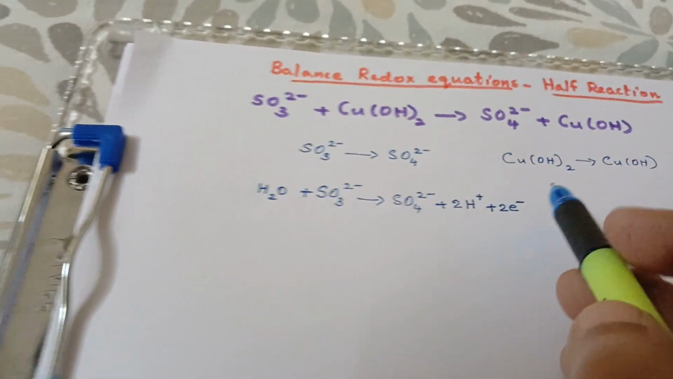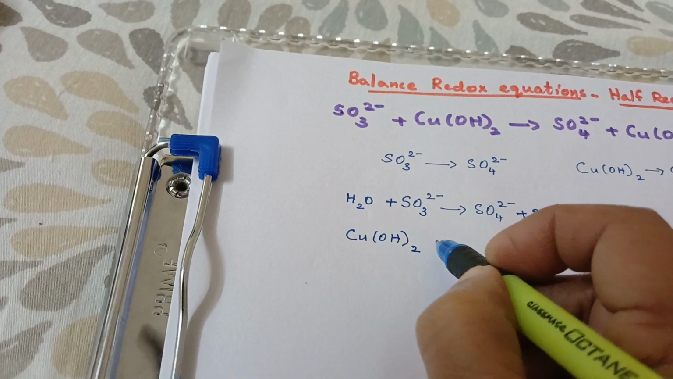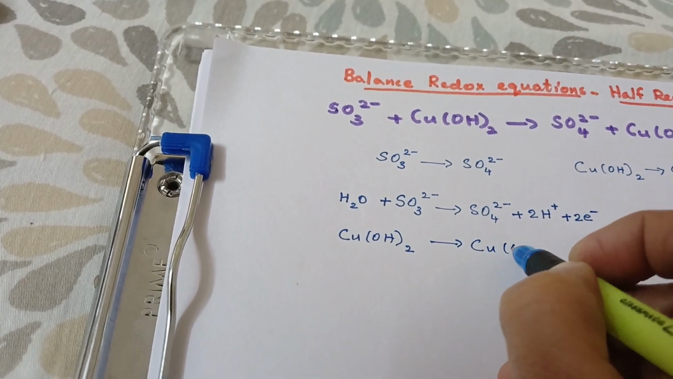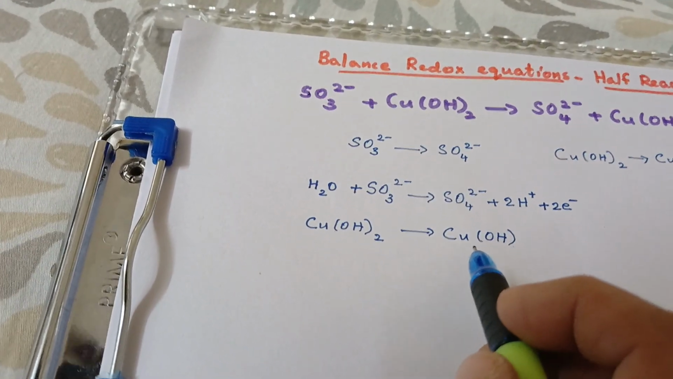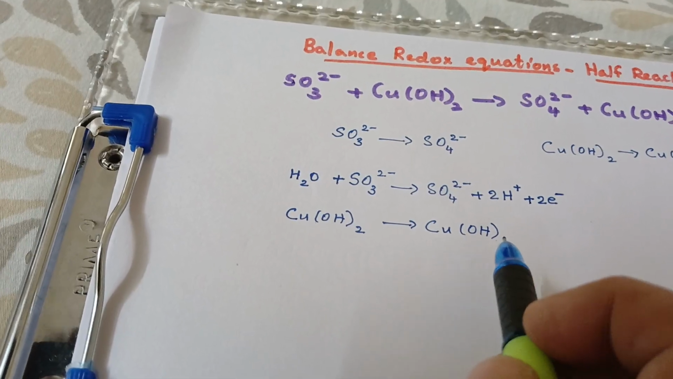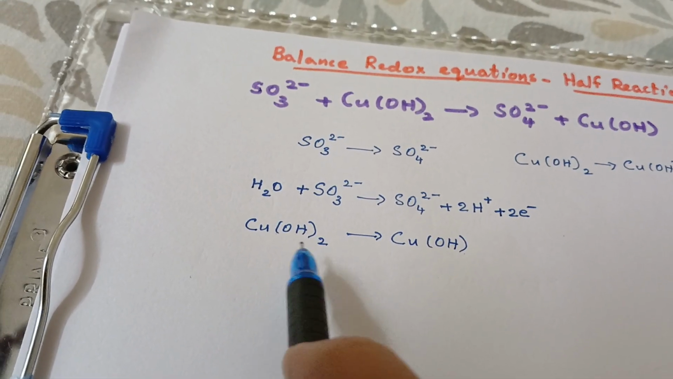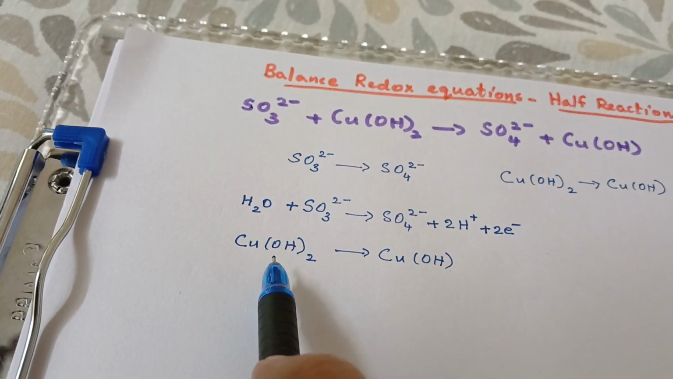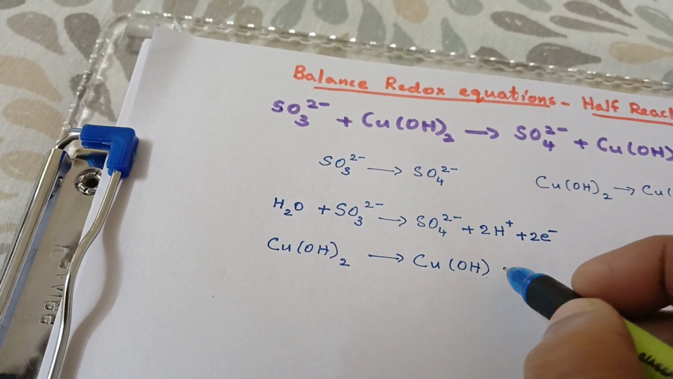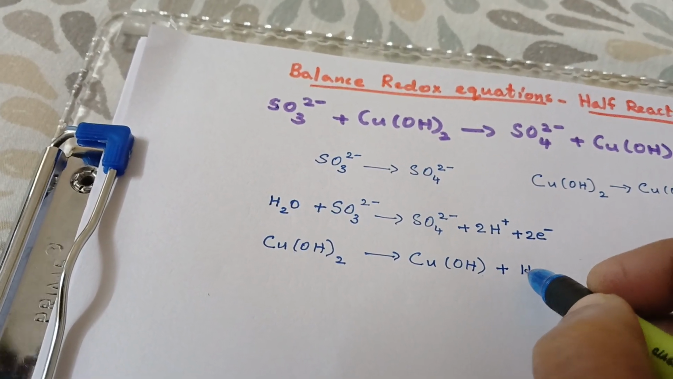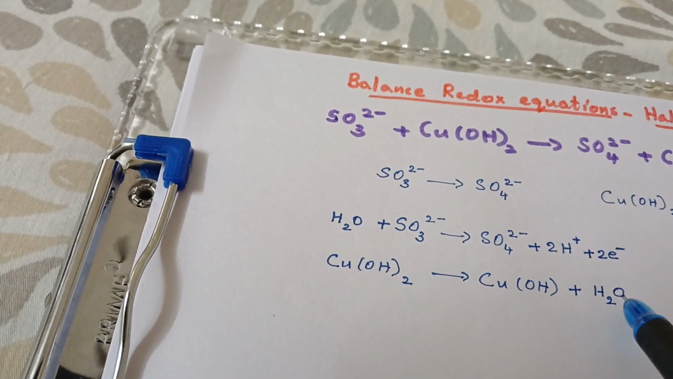Now let's take the copper one, that is Cu(OH)2 giving CuOH. Number of copper atoms on both sides are the same. That is, atoms other than oxygen or hydrogen are the same. What about the left hand side, number of oxygens? We have 2 oxygen atoms on the left hand side, whereas we have only 1 on the right hand side. So let us add 1 molecule of water. When we add 1 molecule of water, 1 more atom of oxygen is added.